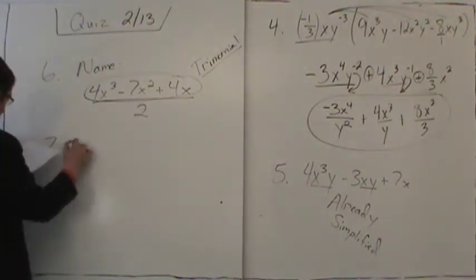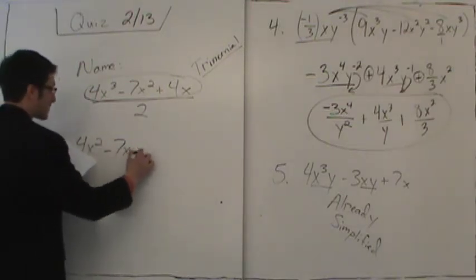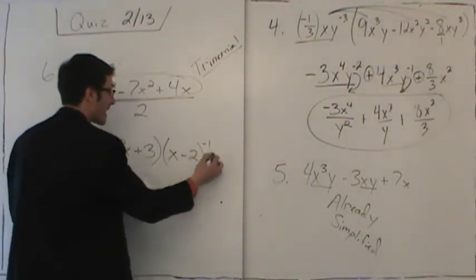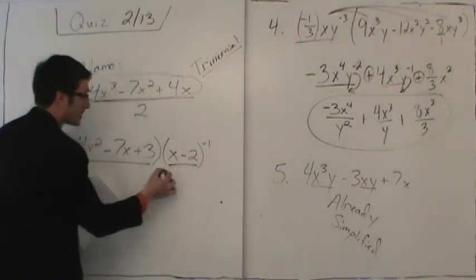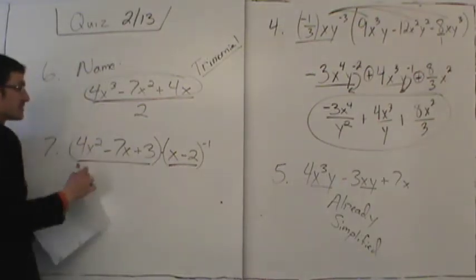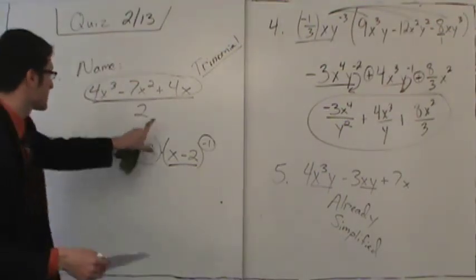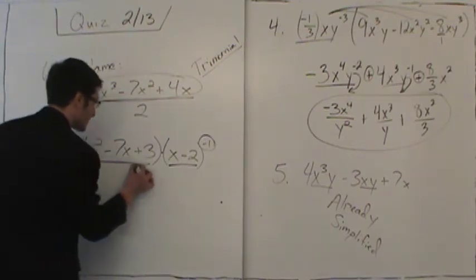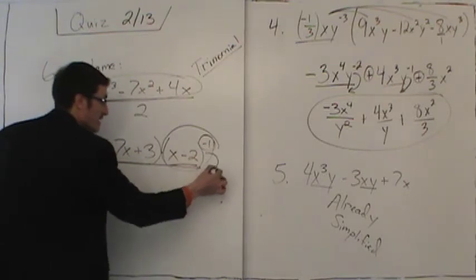Number 7, we have 4x squared minus 7x plus 3 multiplied by quantity x minus 2 to the negative 1 power. Now here you have to see that you have a trinomial multiplied by what? A binomial. Notice multiplication. And do negative exponents mean shift within a product? Yes, but you have a product of how many things here? You have a product of 2 things, a trinomial and a binomial. So the negative exponent will shift this binomial within the product, and this will move where? This will move to the bottom.